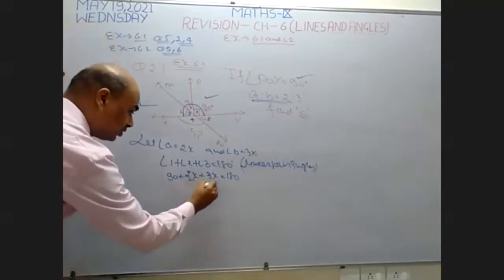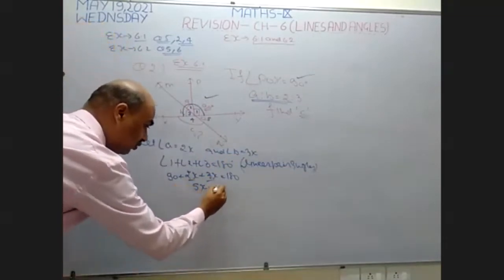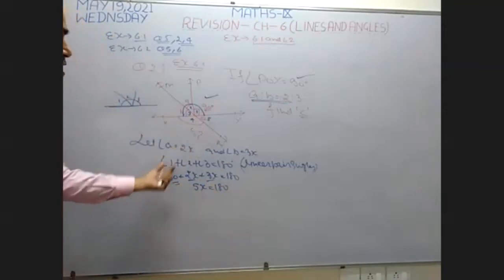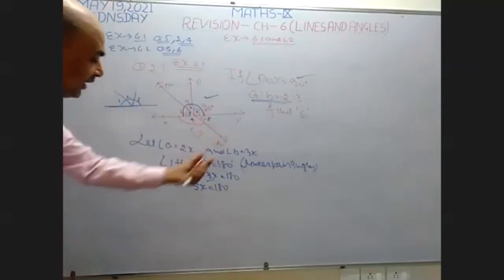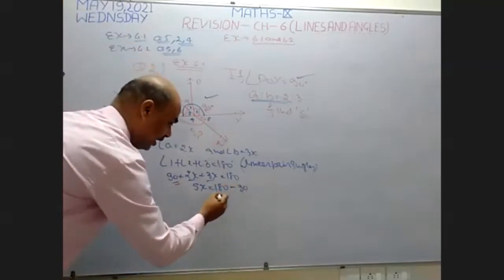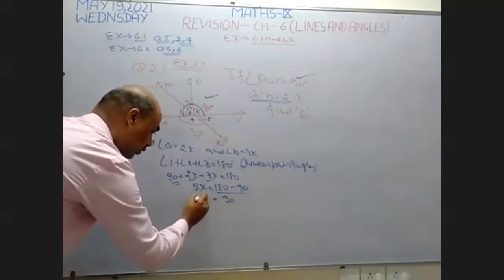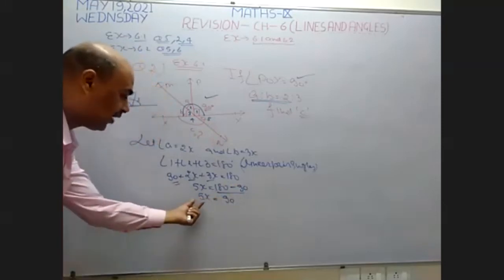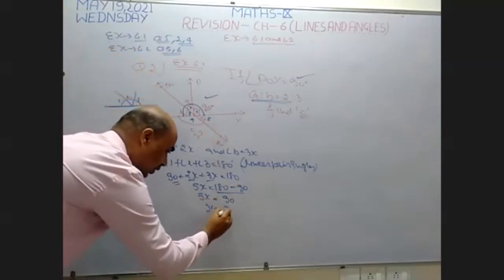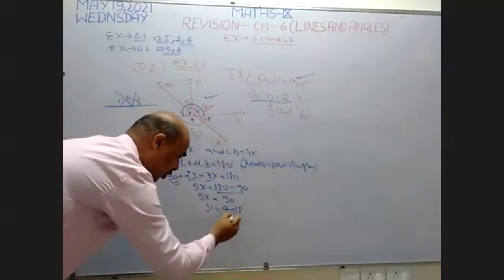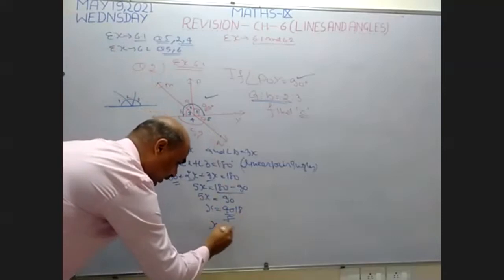Now 2x plus 3x becomes 5x, equal to 180. I take this 90 from left to right. When I take any number from left to right, it changes sign from positive to negative. So I write there minus 90. And you know that 180 minus 90 is 90, equal to 5x. I want to find the value of x. So 5 goes to the denominator of 90. 5 ones are 5. 5 eights are 40. So the value of x becomes 18.